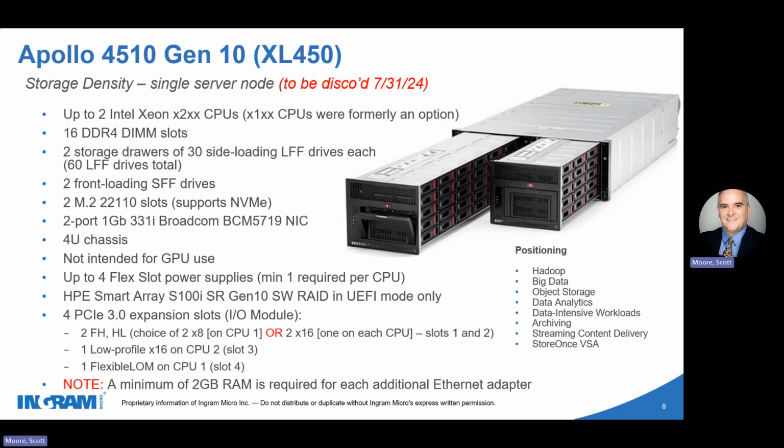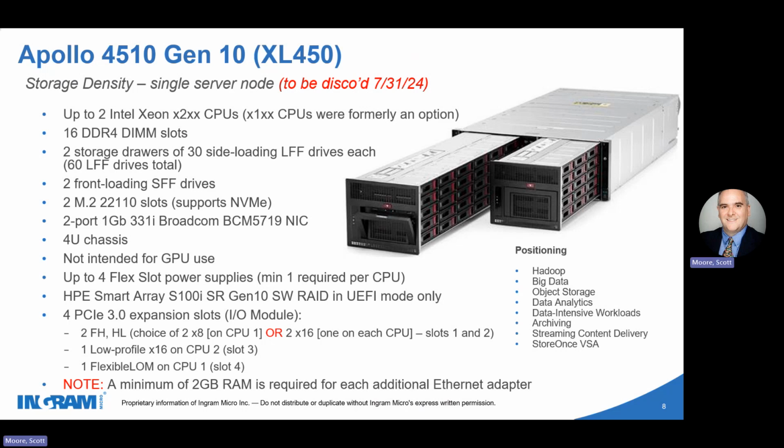Object storage, maybe. I would see this more in use for an archive target, or perhaps a backup server where we're eventually going to offload backups to tape. But if you need a ton of relatively inexpensive storage, since we're using large form factor drives, the Apollo 4510 Gen 10 would be a perfect fit.